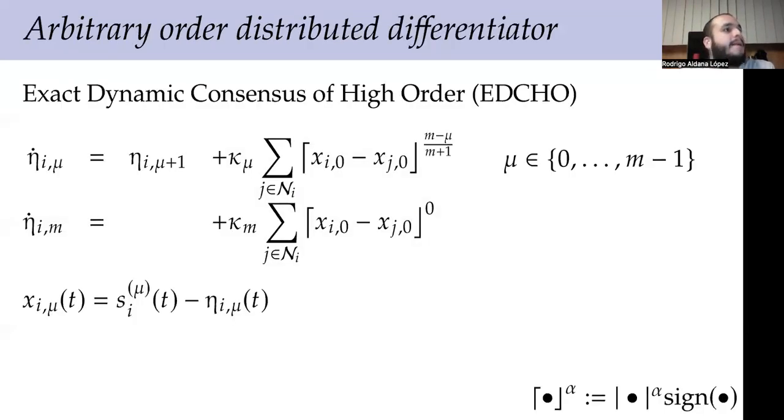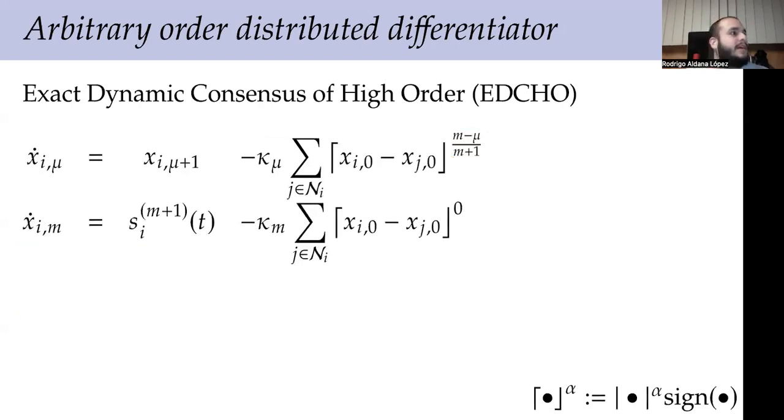And of course, the arbitrary order extension of this is similar. You have a chain of integrators here, and you introduce these powers, which you choose in order for this system to be homogeneous. So it is very similar to a differentiator, just adapted in some sense to this problem. So this is the system that we implement using these auxiliary variables. But the variable that you want to study is x.